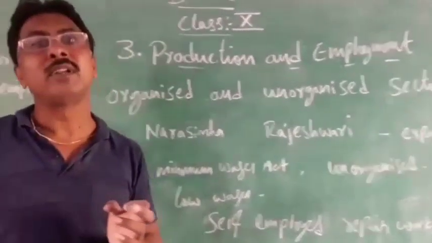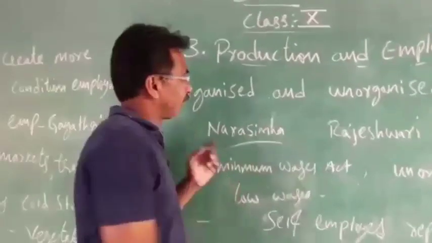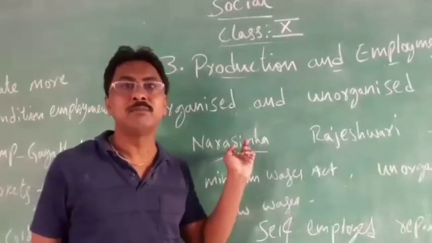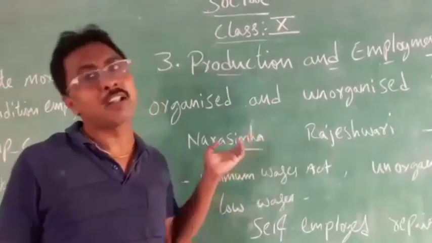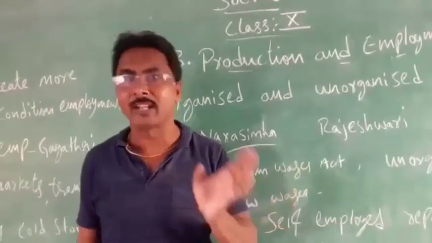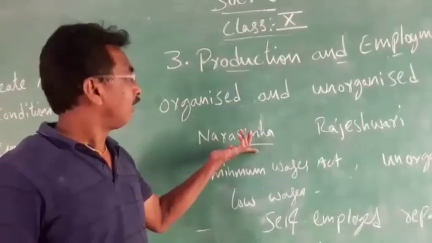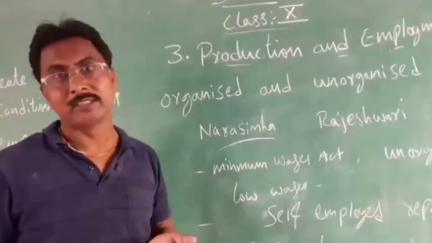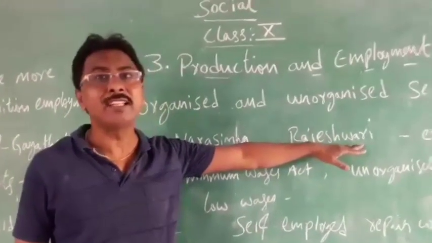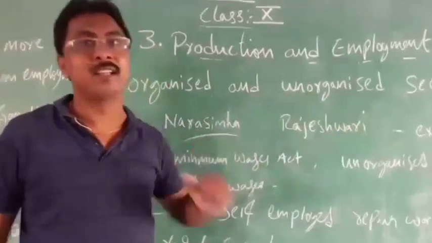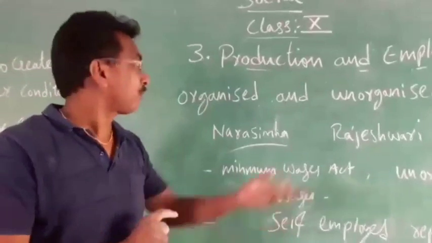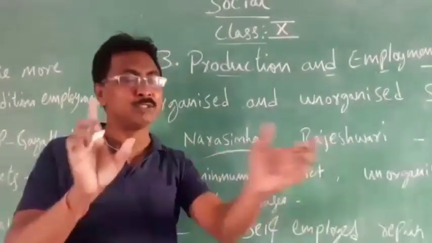One example is Narasimha, a government employee from the organized sector. A government employee means organized sector. This case study is a story about the organized sector and the benefits he gets. Another one is Rajeshwari, from the unorganized sector. Now we should compare both of these people, organized and unorganized.